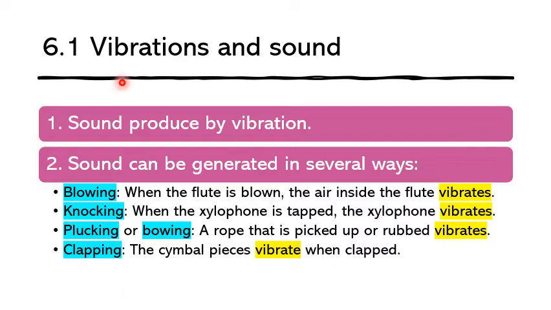For the first topic, vibrations and sound. Sound produced by vibration. Sound can be generated in several ways. Number one, blowing. When the flute is blown, the air inside the flute vibrates. Number two, knocking. When the xylophone is tapped, the xylophone vibrates. Number three, plucking or bowing. A rope that is plucked or rubber vibrates. And lastly, clapping. The cymbal pieces vibrate when clapped.